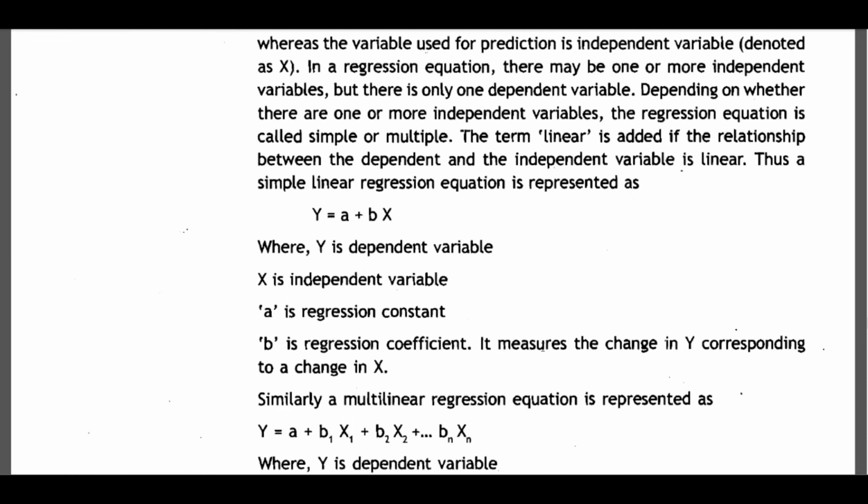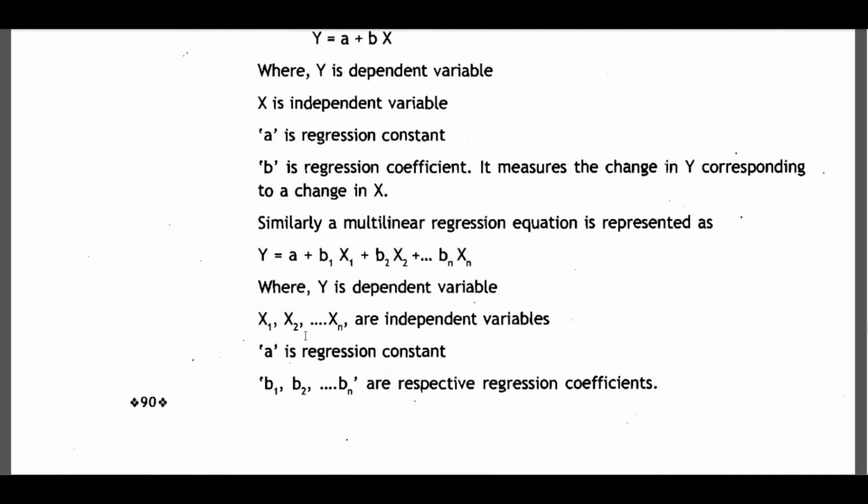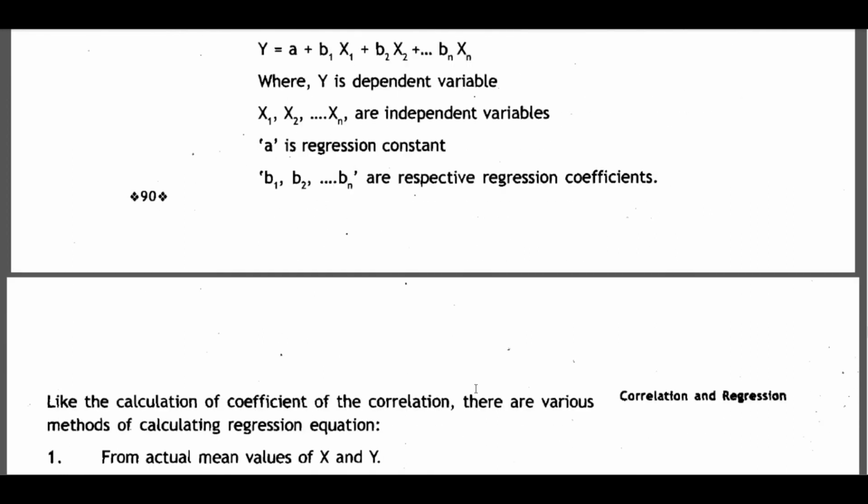It measures the change in y corresponding to a change in x. Similarly, the multilinear regression equation is represented as y is equal to a plus b1 x1 plus b2 x2 plus ... plus bn xn, where y is the dependent variable, x1, x2, xn are independent variables, a is the regression constant, and b1, b2 are the respective regression coefficients.